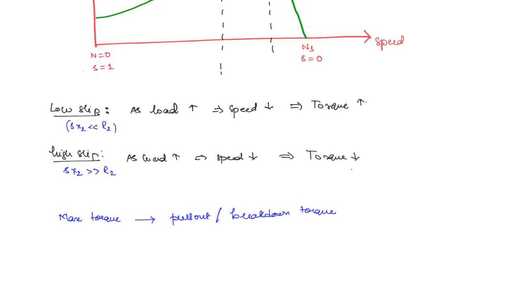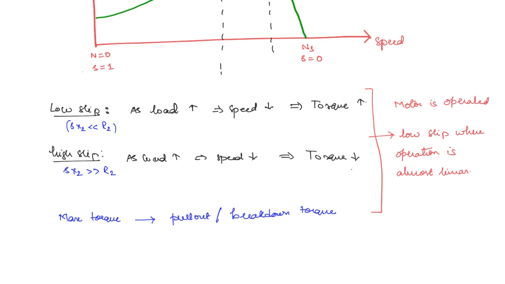So from this information, what can we infer? What will be the region in which we can operate the induction motor? We can operate at the low slip region where operation is almost linear. So as the load increases, the torque will almost linearly increase along with the load. So we can write: motor is operated in the low slip region where operation is almost linear.